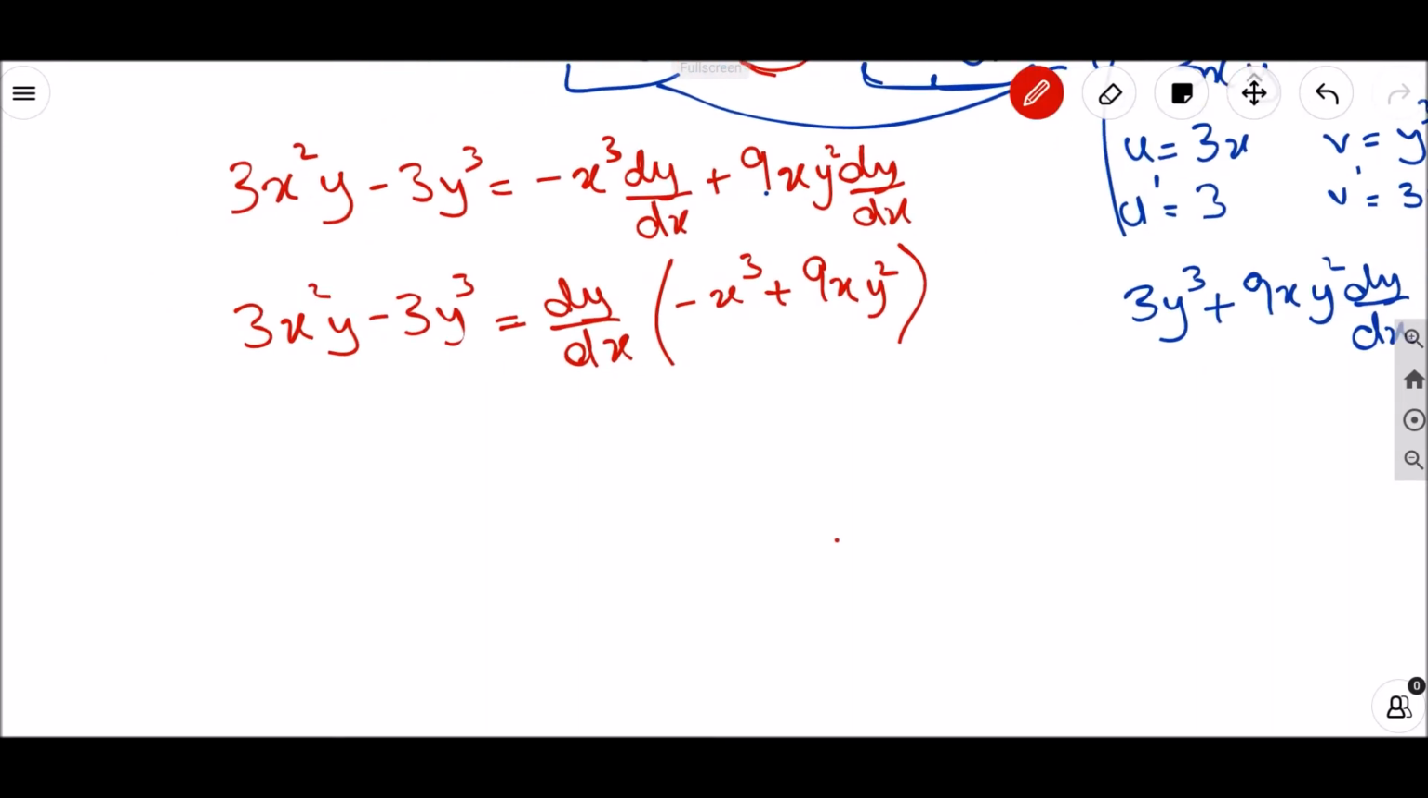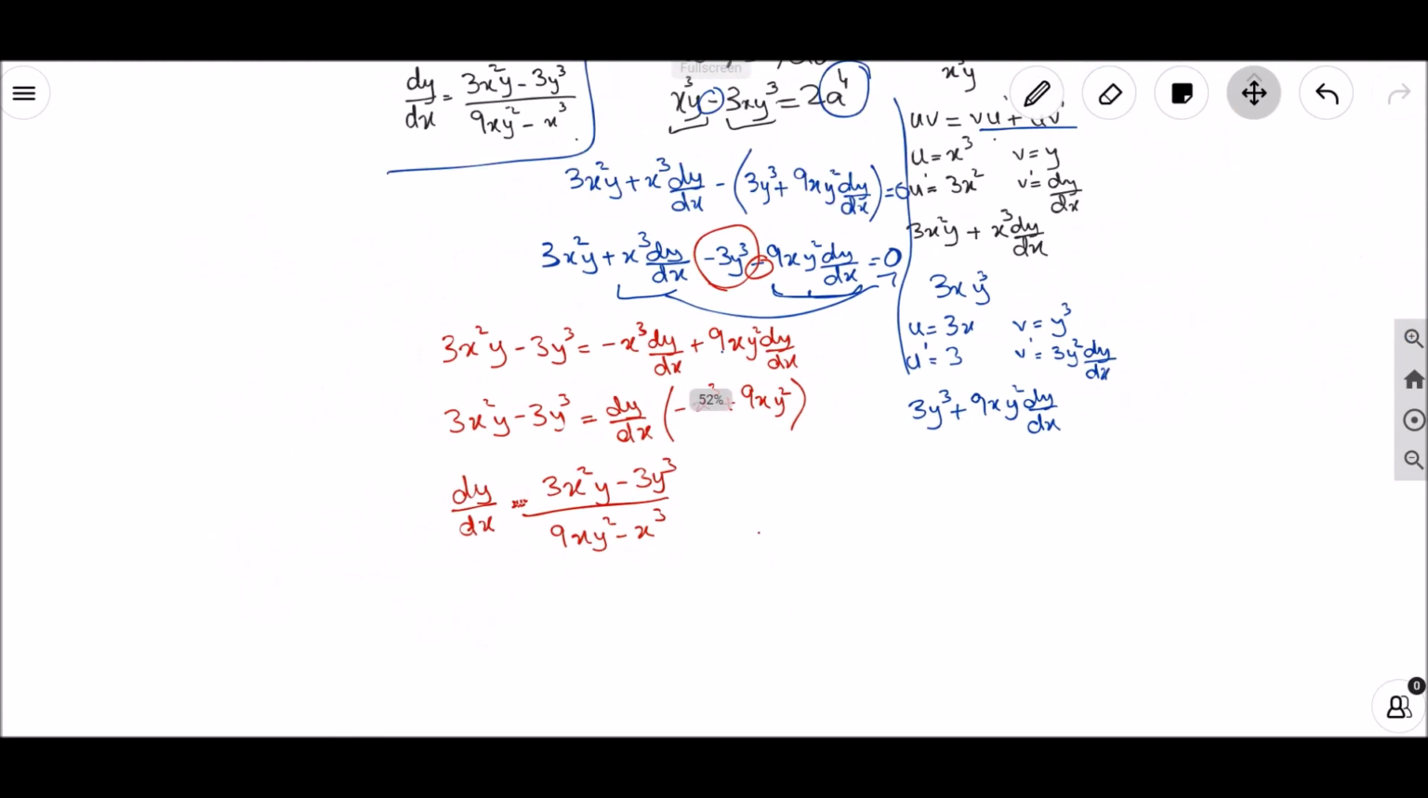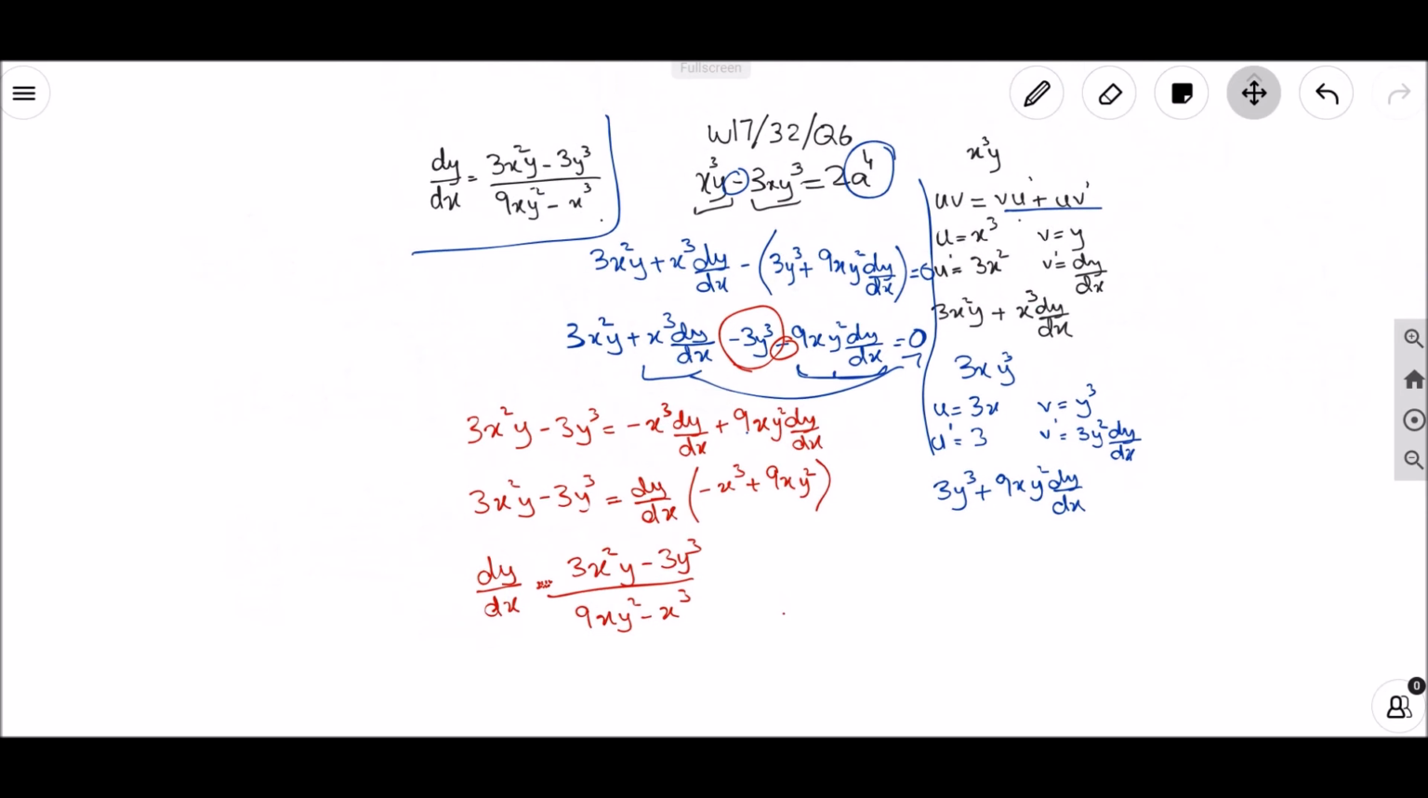Now we have to make dy over dx the subject. So it will become 3x squared y minus 3y cubed divided by 9xy squared minus x cubed. So this is our first answer. We can just compare this. Yes, it is the same, so this is our first answer.